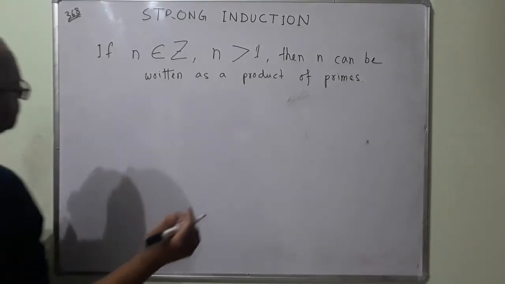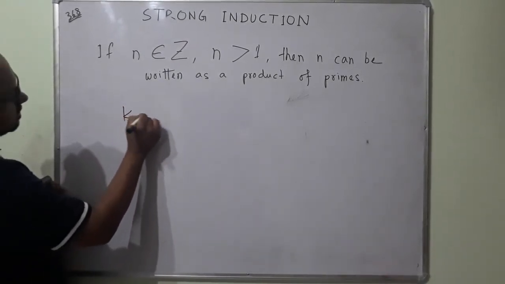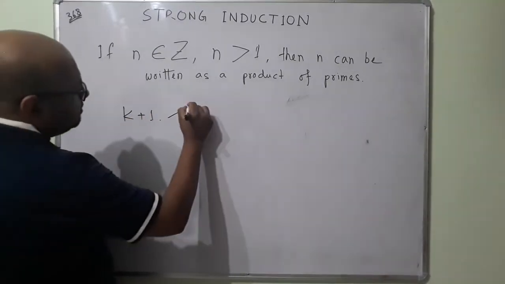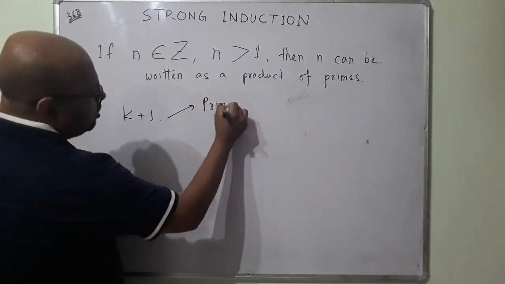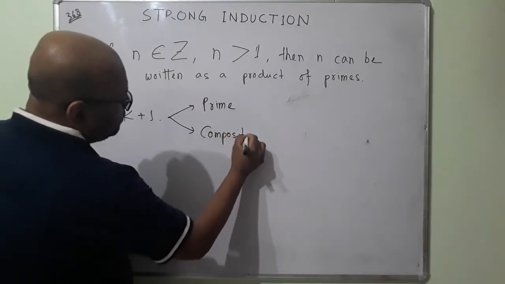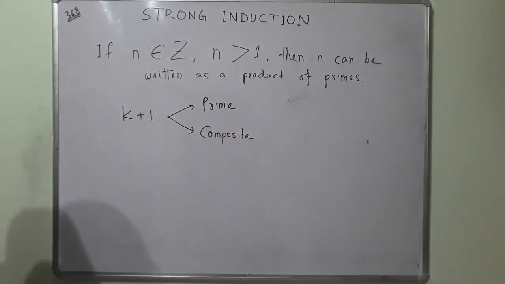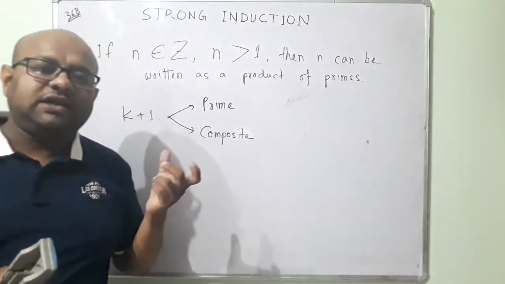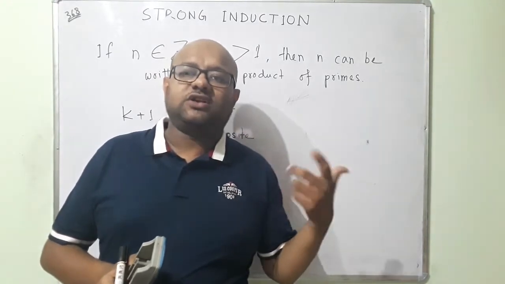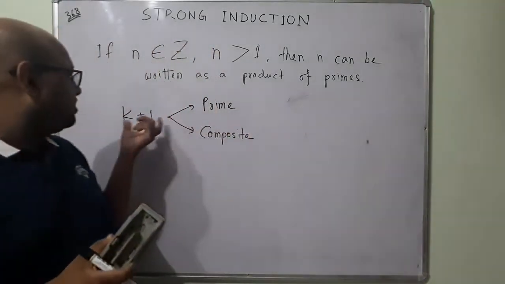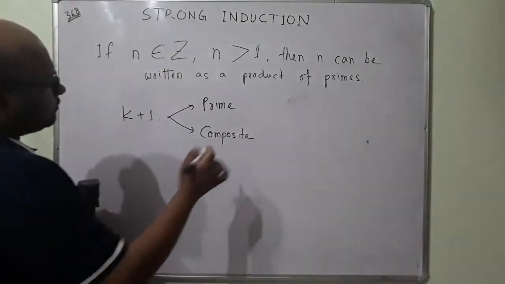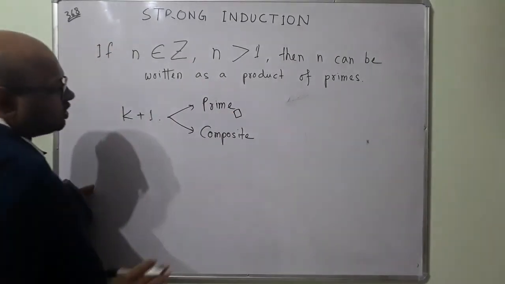Okay, let's see. k plus 1. Now there are two things that k plus 1 can be. k plus 1 can be prime or k plus 1 can be composite. Alright, so if k plus 1 is prime, then it can be written like 2 was, as a product of itself. So if k plus 1 is prime, it can be written as a product of primes, itself. So if it is prime, no need to do anything.